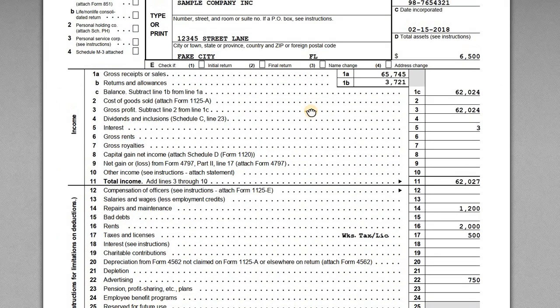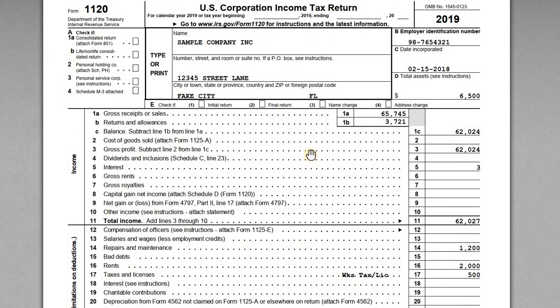Let me zoom in a bit. So this corporation, Sample Company Inc., uses the PayPal account. And so their gross receipts or sales, we're going to assume for this example, they only have the PayPal account, right? So 65,745, that was the gross payment amount reported in 1A and the 1099-K. And then returns and allowances down here. This is the number of the chargebacks, right? So the chargebacks that aren't reflected in that gross payment number, right?